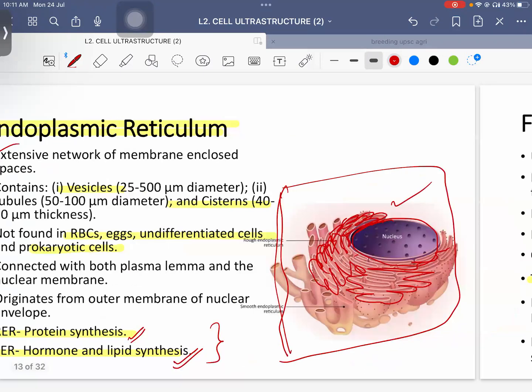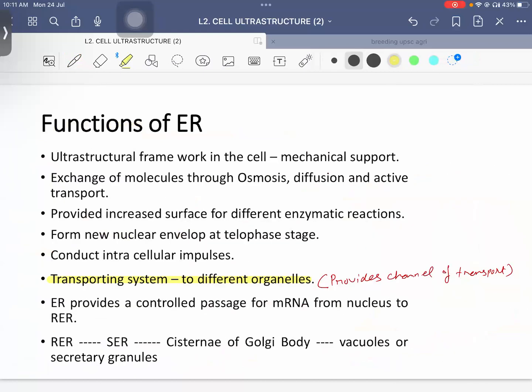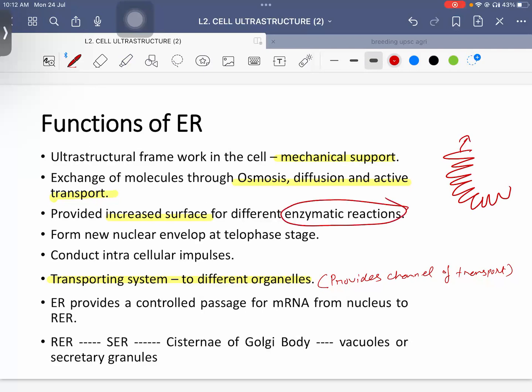That will be sufficient. The other major functions are that it also provides mechanical support to the cell. Exchange of molecules through osmosis, diffusion, and active transport also happens through the endoplasmic reticulum. I also told you it provides increased surface area because of its network, increased surface area for enzymatic action, for the enzymes to act, and it also forms the new nuclear envelope at telophase.